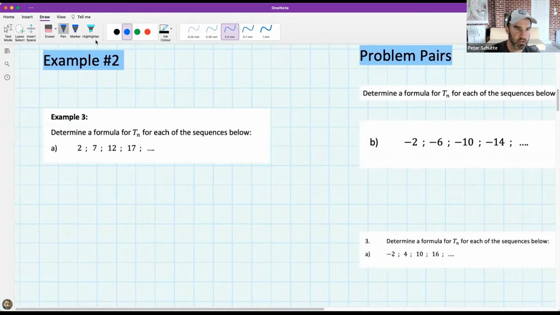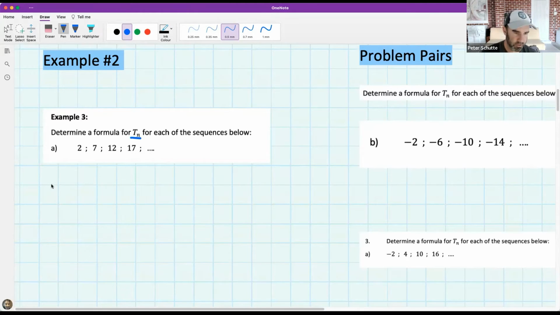So it says here, determine a formula for Tn for each of the sequences below. Notice how the question is slightly different now. There's no table. It's just a good old number pattern. And you don't even have to extend it. You just have to build the formula.